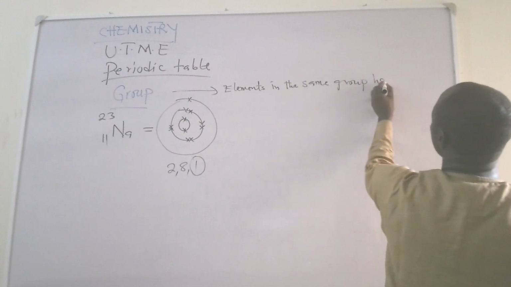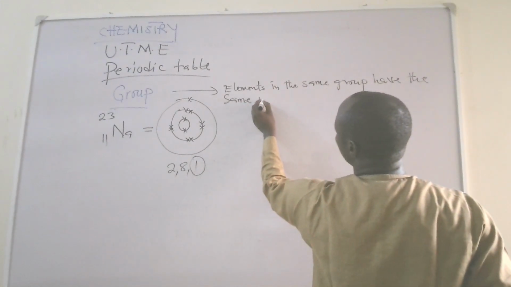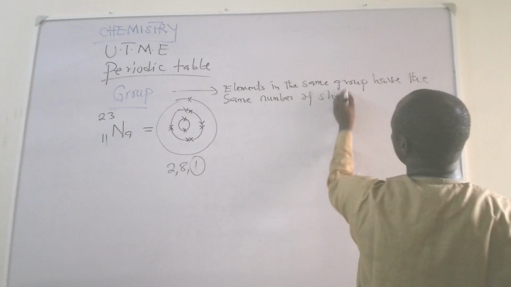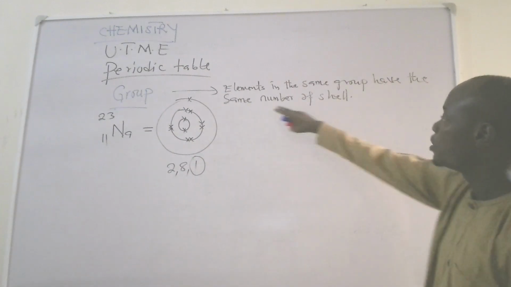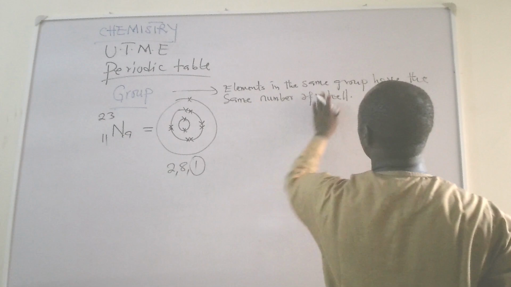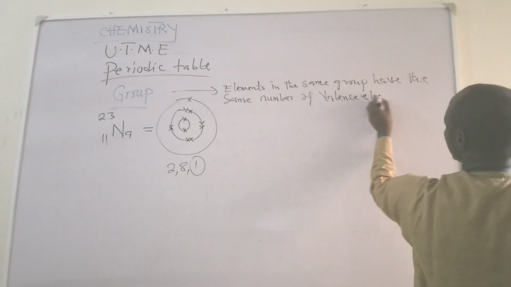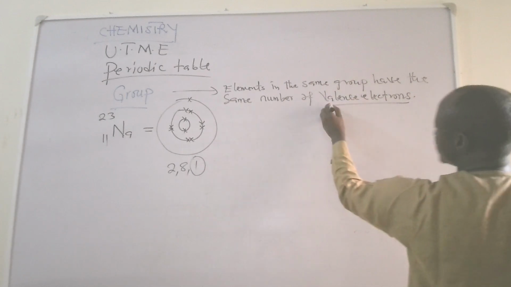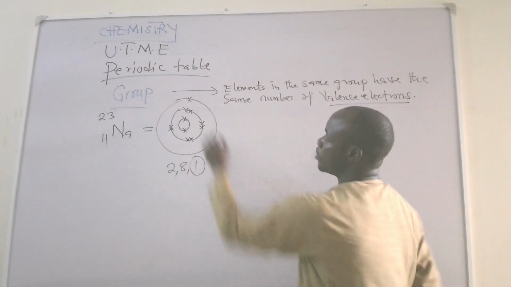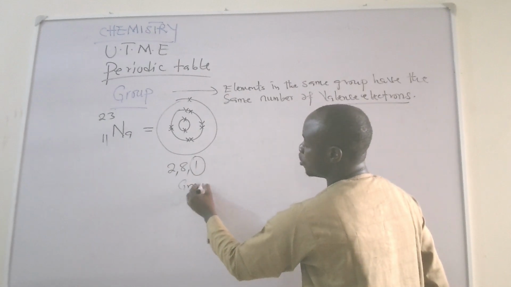So elements in the same group have the same number of valence electrons. The valence electrons are the number of electrons found on the outermost shell. And of course, this is sodium, and the number of electrons on the outermost shell of sodium is 1. So it means that sodium is in group 1.